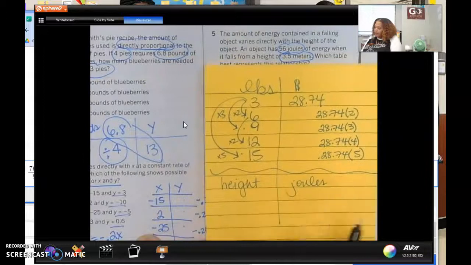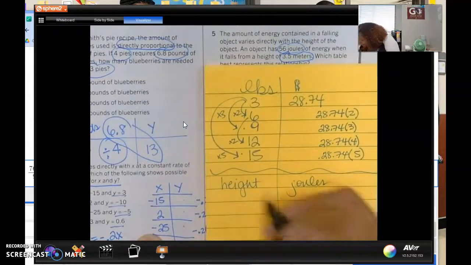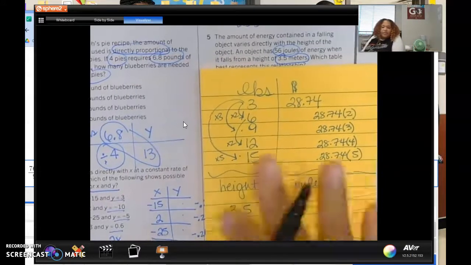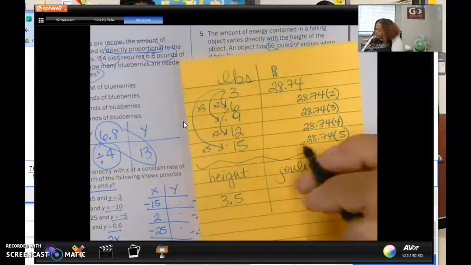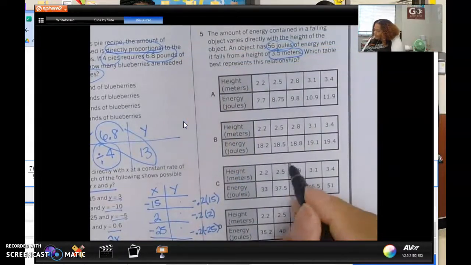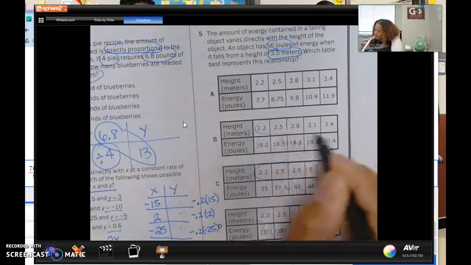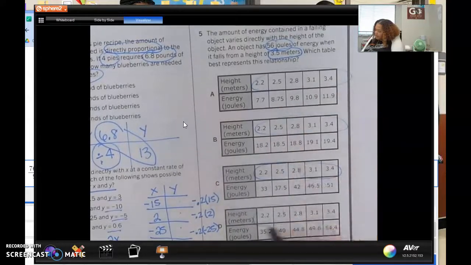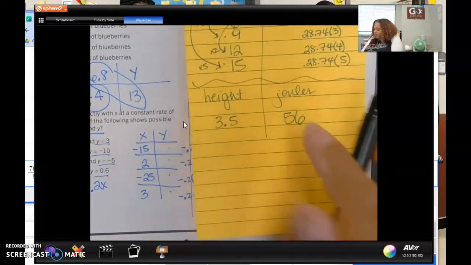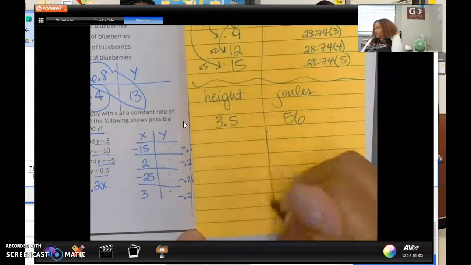Joules. I've got 3.5 and 56 joules. And then I need to look at these right here. Are they all consistent? Yep: 2.2, 2.5, 2.8, 3.1, and 3.4. Extend my table.